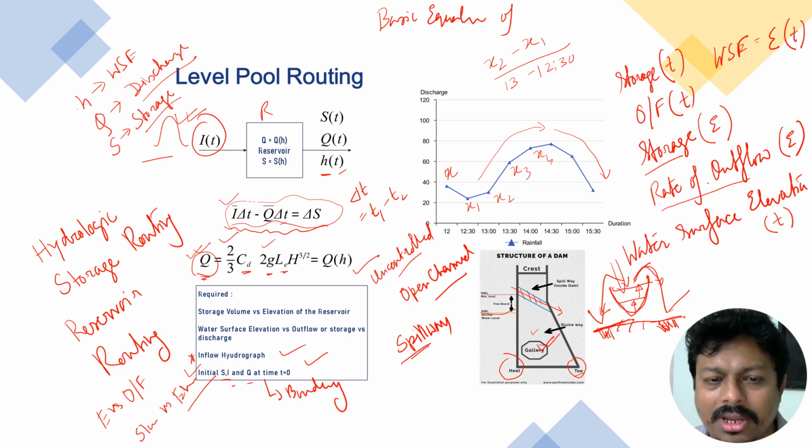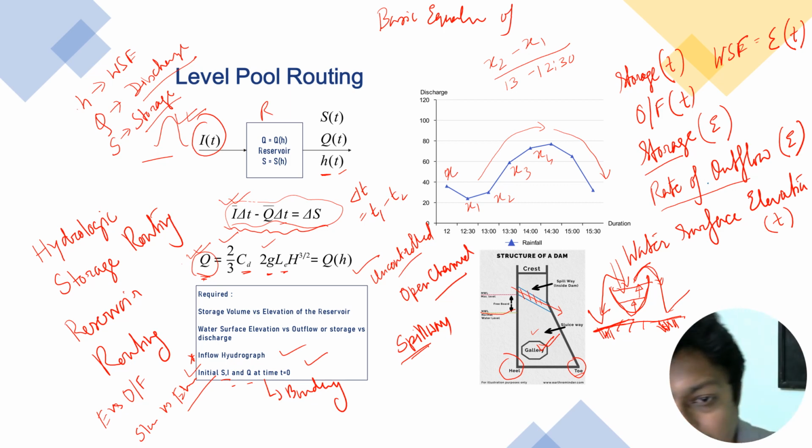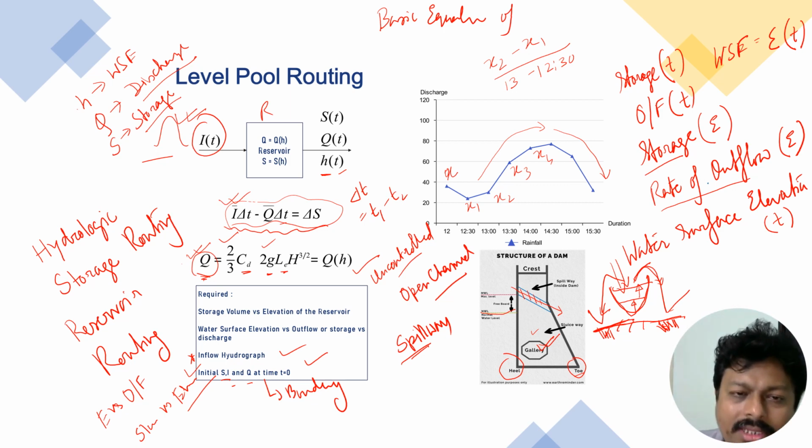But to use this one, you need to know trigonometry, you have to integrate, and then you find something which is of interest. But to predict the outflow hydrograph, in this case, when there is a flood hydrograph as input, we require the storage versus elevation of the reservoir, water surface elevation versus outflow or storage versus discharge data, inflow hydrograph, and initial values of storage, inflow, and outflow at time t equal to 0.